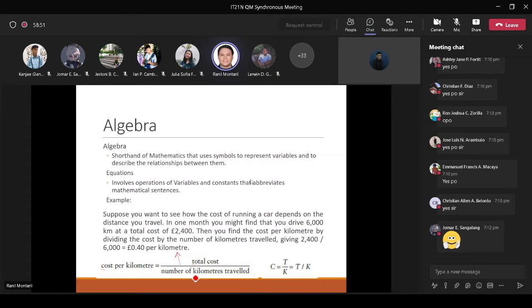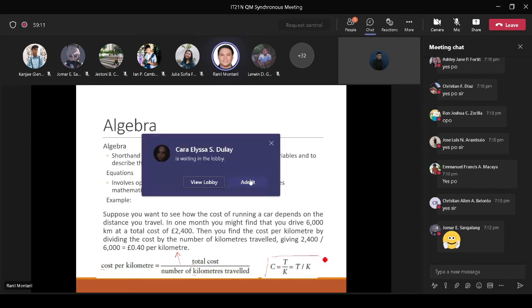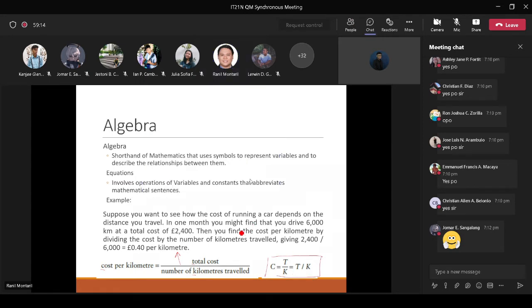Ganun yan eh. Kung ano yung mga significant na variable doon sa mismong problem, we set it as a variable representation, no, that would abbreviate it. Like for example, C for cost, T for total cost, K for kilometer. And basically, ito yung kinahinatnanan nitong expression na to. So we represent it that way.